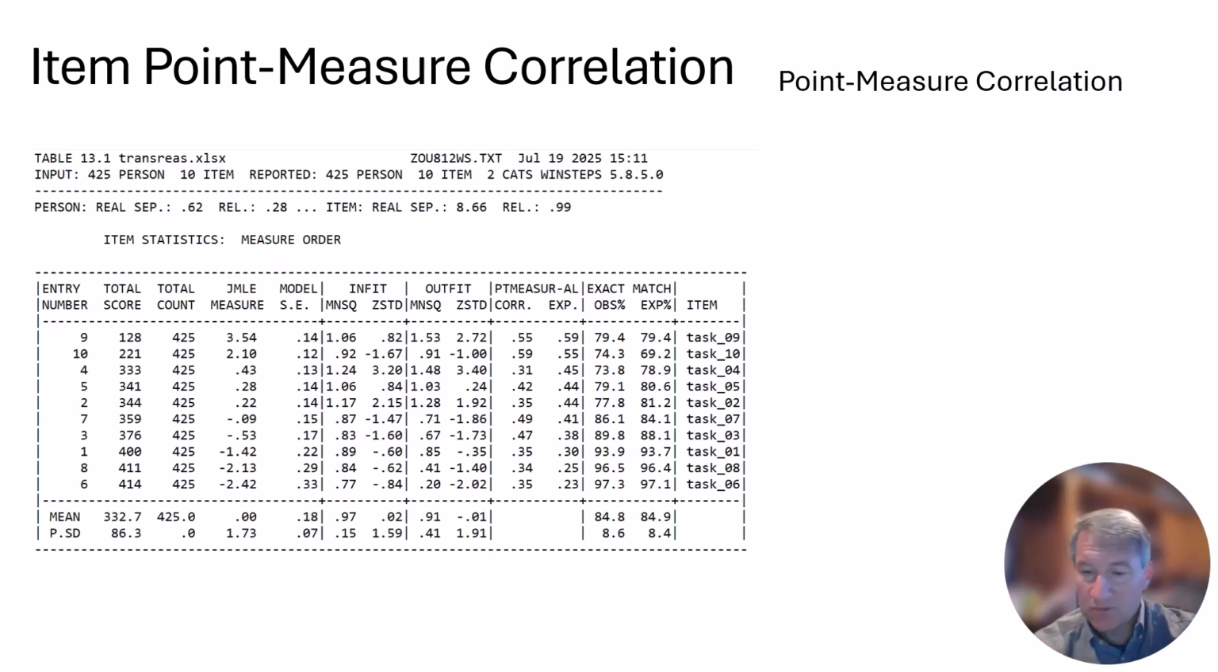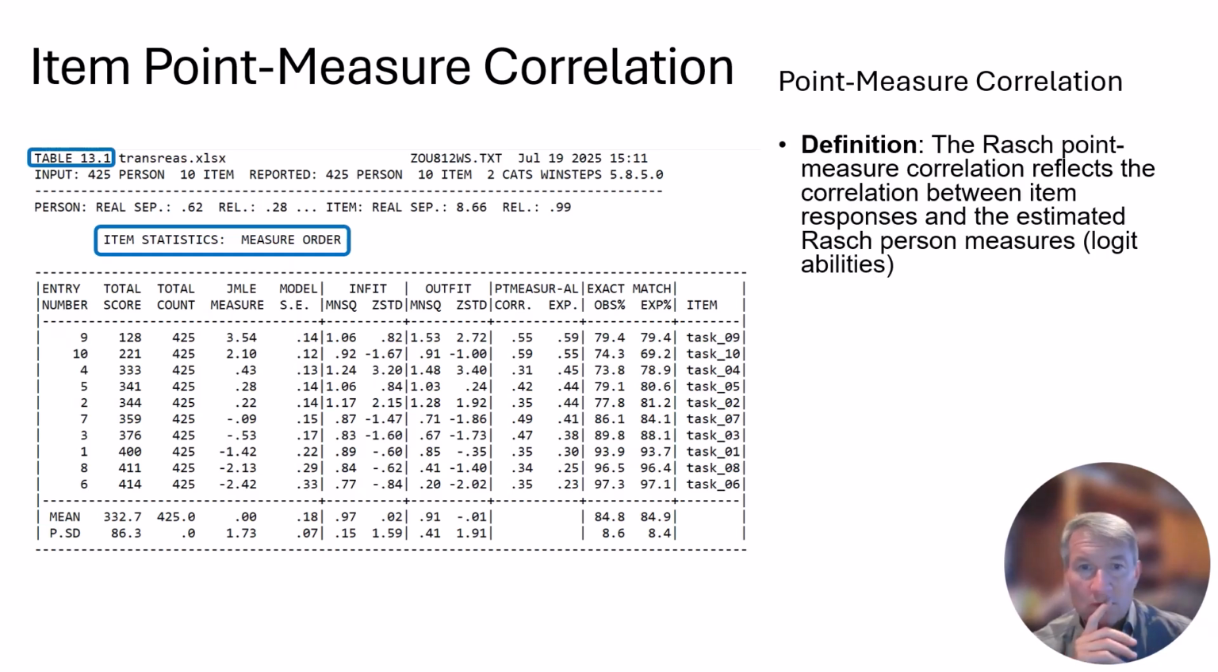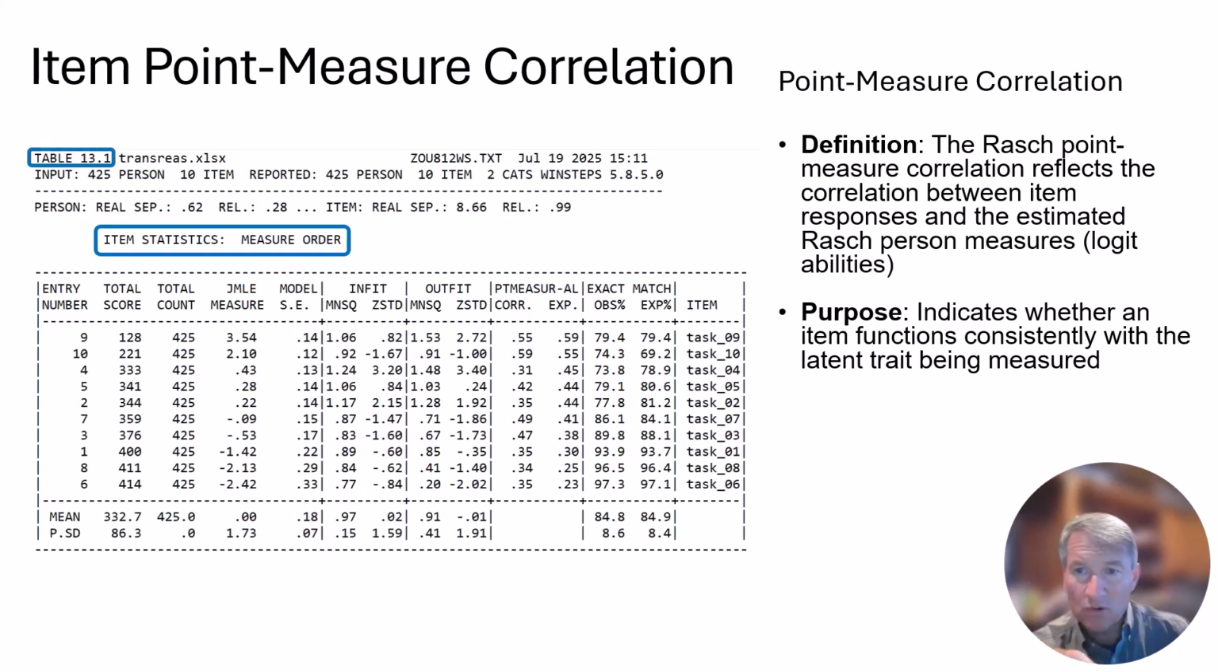And in table 13.1, which again has the individual items ranked in their difficulty order, we have the point measure correlation, which is that column that's 3 columns from the right there. And what that correlation is, it's a correlation between the individual item responses and the estimated Rasch person measures. And the purpose of this correlation is to indicate whether the items are functioning consistently with the overall latent trait being measured by the entire test or scale, right? The items in the overall scale ought to be telling the same story, right?